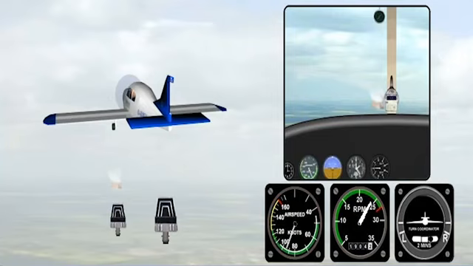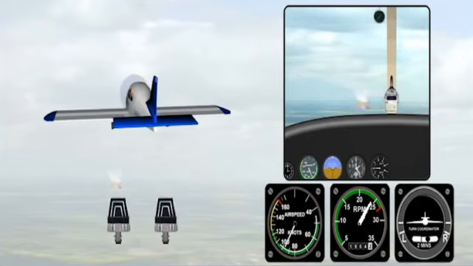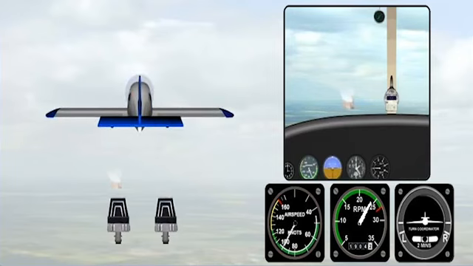Note that the slip ball has moved out to the right. The aircraft is now out of balance. When the rudder pedals are centralized, the yaw is removed, and the aircraft returns to balanced flight. Note that the slip ball is returned to the middle.